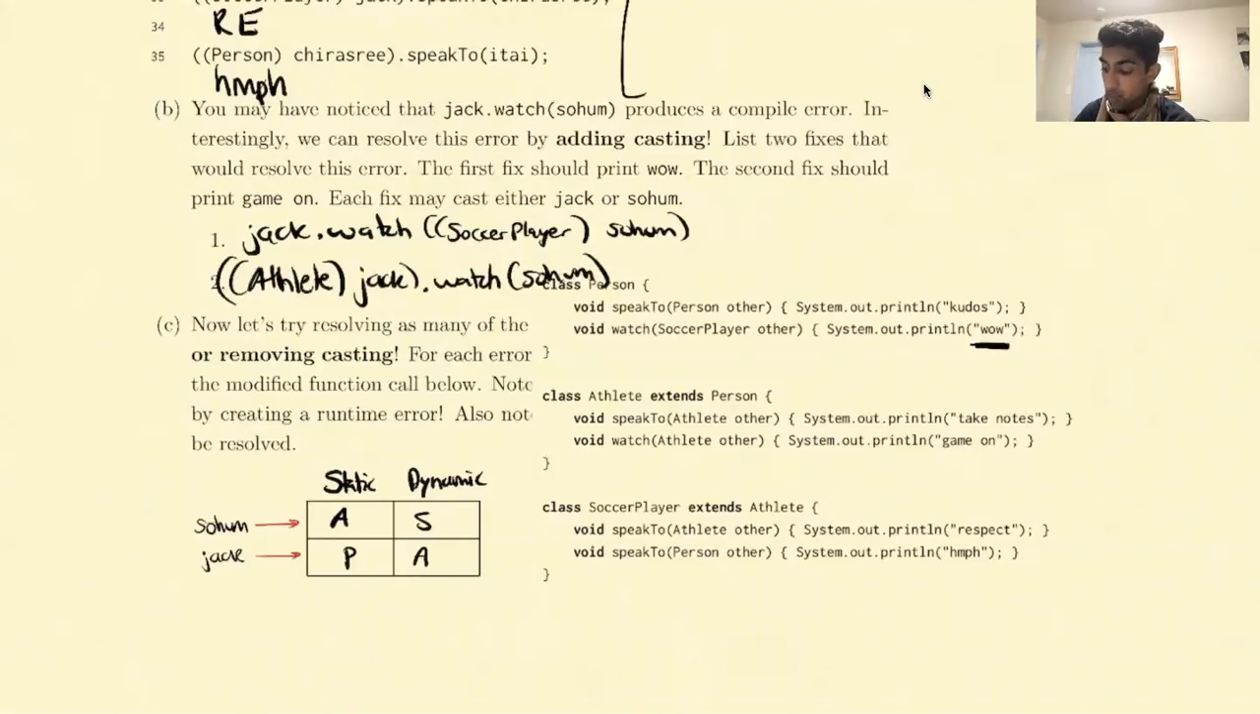So during compile time, we look in the Athlete class because Jack now has static type Athlete. And we're looking for a watch method that takes in an Athlete because Sohum is an Athlete. We find such a method, and then we choose that method to execute. So the first fix prints out "wow", and this one prints out "game on". And that's a solution for part B.